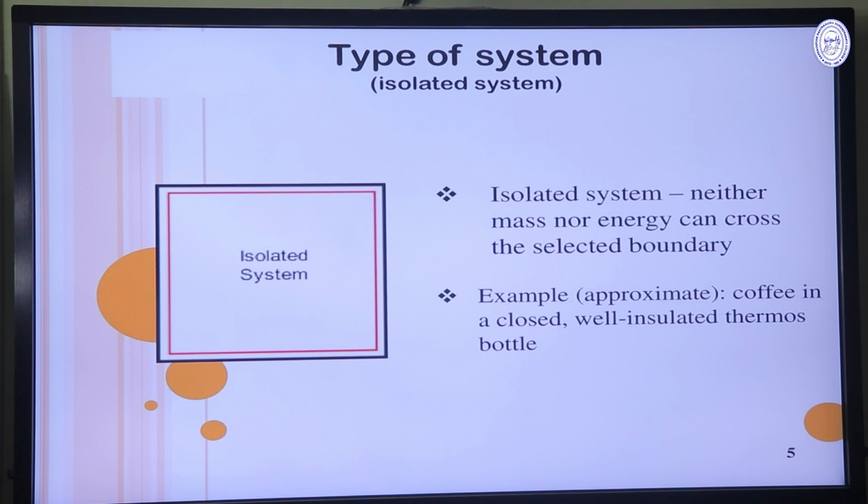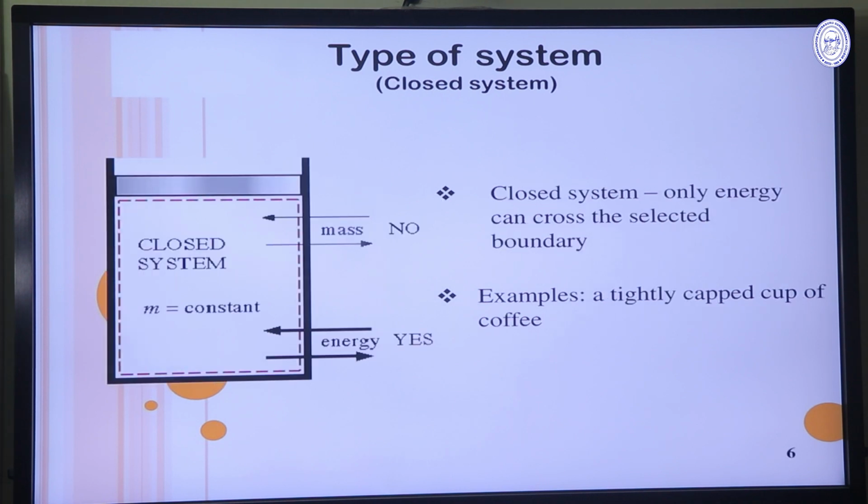So we call such a system an isolated system. Now coming up to the next system, that is the closed system. As you can see in the diagram on the left-hand side, there is no exchange of mass. See, this is written NO on mass, whereas there is only exchange of energy. Such a system is known as a closed system.